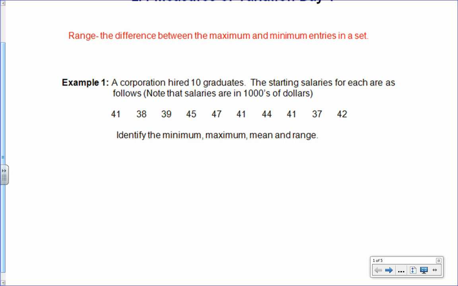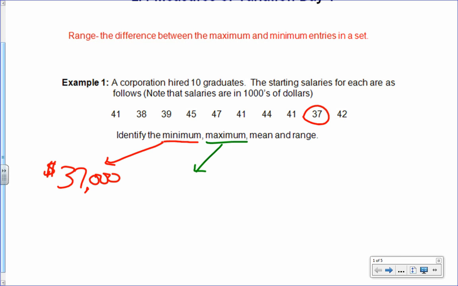So what do we have here? Which one do we want to do first? The minimum. Well, let's take a look. It looks as though, what's our smallest here? 37, right there. So the minimum, and I'll just write it there, is 37,000, and you can put the dollar sign on there if you want. And then our maximum, maybe I'll put it right here. 47. Yeah, I don't see any bigger. So 47,000.